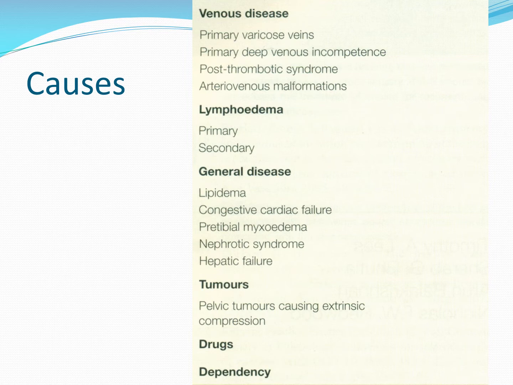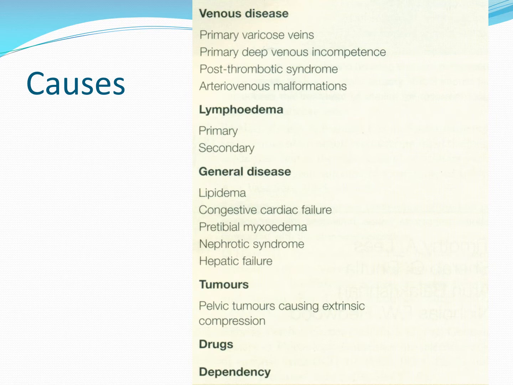Let's see what are the causes for chronic limb swelling. There are venous causes, there are lymphatic causes, and there are general causes, tumors, drugs, and dependency. So if you take lymphatic causes, they are primary or secondary. Primary means there is some structural or functional deformity of lymphatics. Secondary means dysfunction as a result of another procedure or disease.